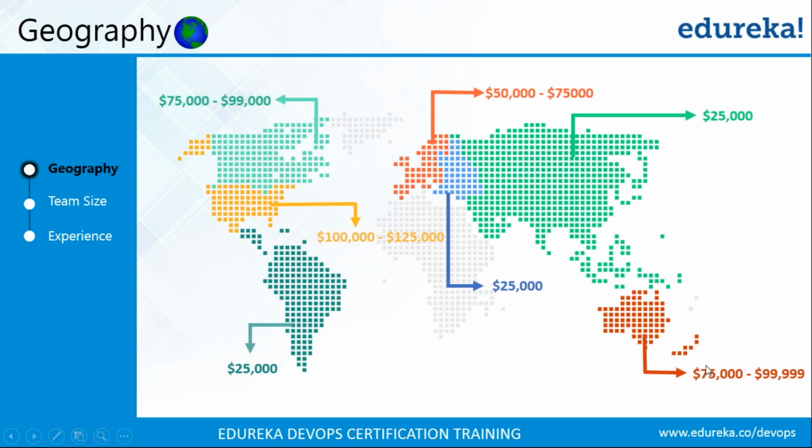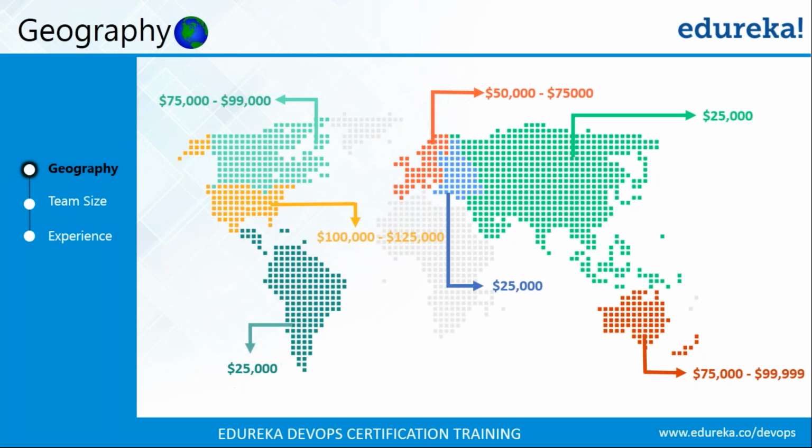But in Australia, they're paying DevOps engineers almost $75,000 to $99,999. And the scenario in North America is a little better. Well, actually, it's a lot better than Asia and the other Latin countries. In Canada, they're paying DevOps engineers about $75,000 to $99,000 per year. And it's the highest in the United States of America, where they're paying DevOps engineers starting from $100,000 to $125,000.